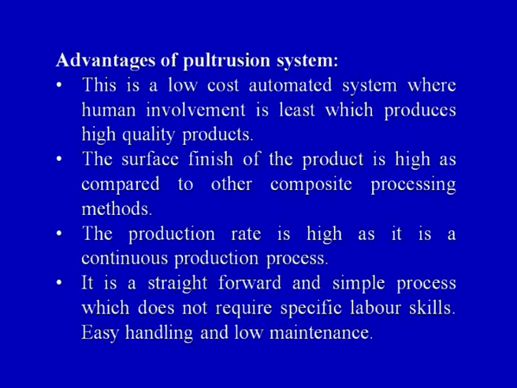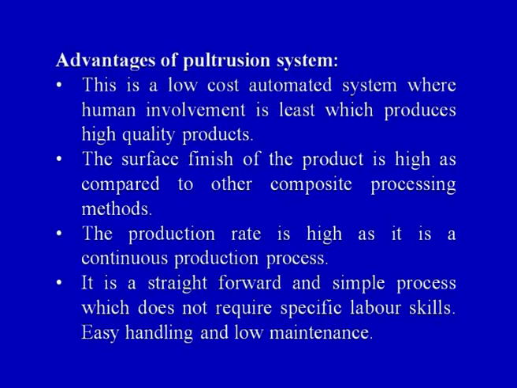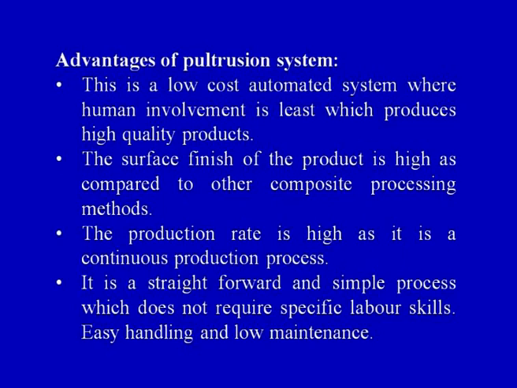Now, what are the advantages of the pultrusion system? This is a low cost automated system where human involvement is least, which produces high quality products. So, there is nothing much to explain, it is an automated system, human interference is less and the quality of the products is good. The surface finish of the product is high as compared to the other composite processing methods because the finish of the die is directly duplicated onto the finish of the final product. The production rate is high as it is a continuous production process. It is a straightforward and simple process which does not require specific labor skills, easy handling and low maintenance process.